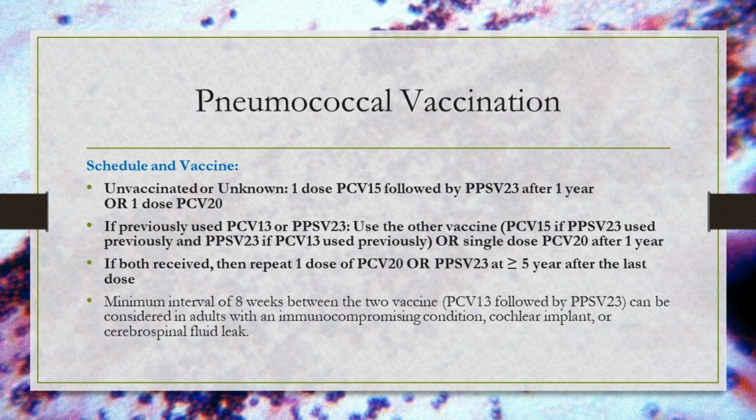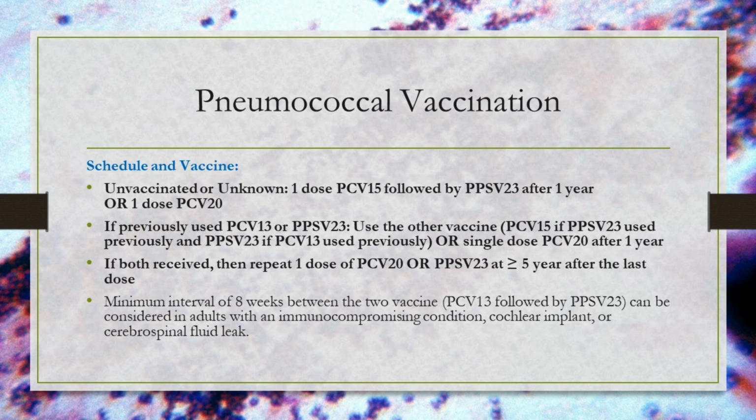If the patient was previously vaccinated with PCV13 or PPSV23, either of them, then we'll use the other vaccine. That means if the patient was vaccinated with PCV13, then we'll use PPSV23. Or if the patient was previously vaccinated with PPSV23, then we'll use PCV15, or we'll use PCV20 as a single dose after 1 year of those vaccines.